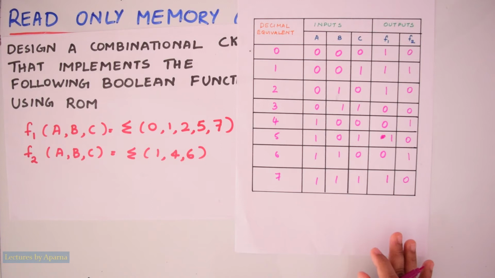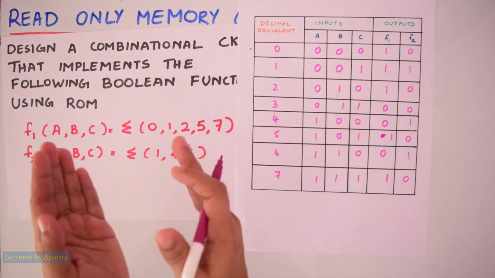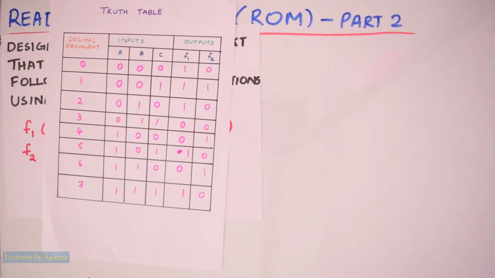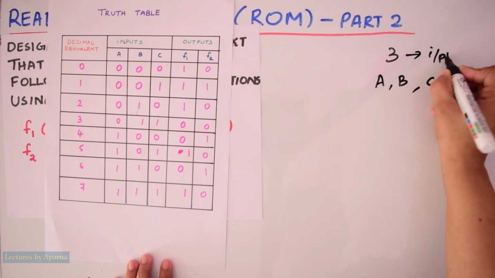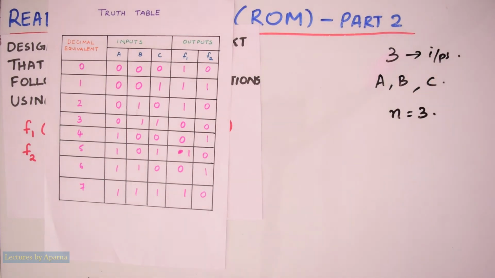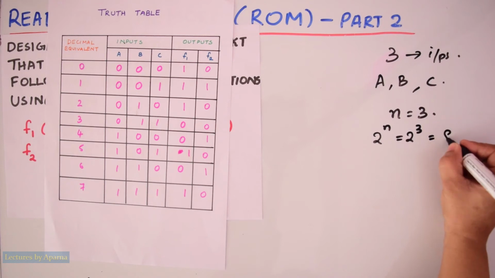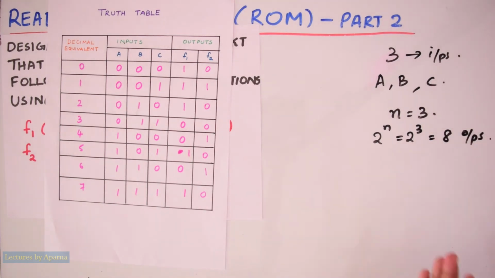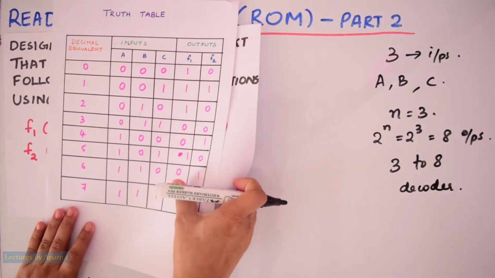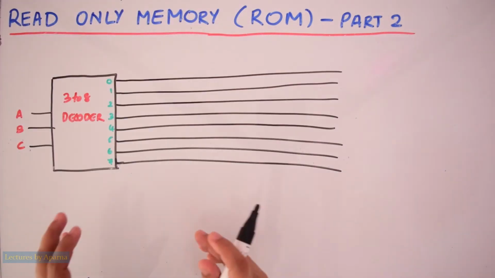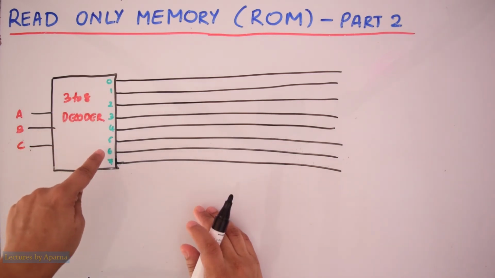By looking at the truth table, we will now draw the logic diagram. So a ROM consists of a decoder and then an OR array. The decoder should have three inputs, that is A, B and C. So three inputs, let n equal to 3. So at the output of the decoder there will be 2 raised to n, that is 2 raised to 3 outputs, or 8 outputs for the decoder. So this is a 3 to 8 decoder. So we have to draw a 3 to 8 decoder. At the input of the decoder we gave ABC and from the output we got the minterms 0, 1, 2, 3, 4, 5, 6 and 7.